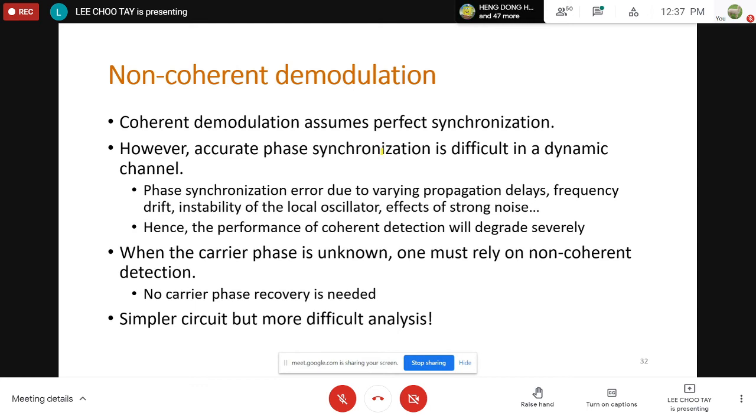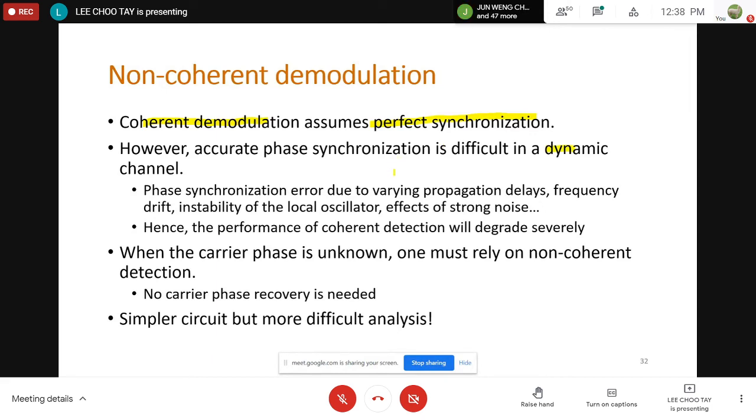For non-coherent demodulation, just a bit of discussion first. So far for coherent detection, we can get the probability of error equation quite well, but we also need to take note that coherent detection assumes there's perfect synchronization between the receiver and the transmitter. However, we also know that this is very difficult in practice, especially when the channel is dynamic.